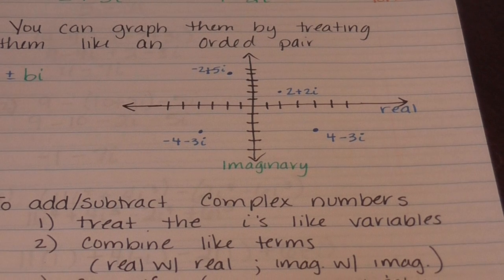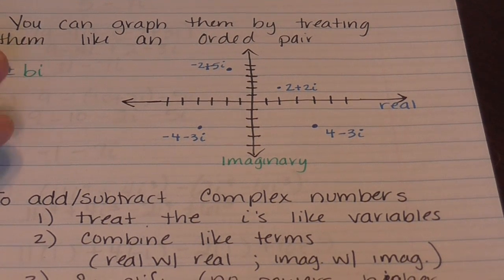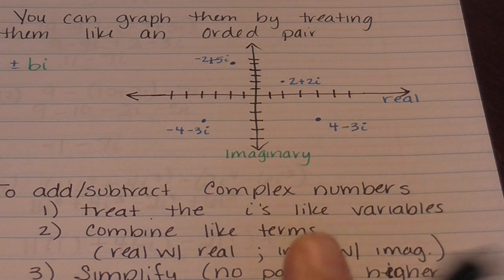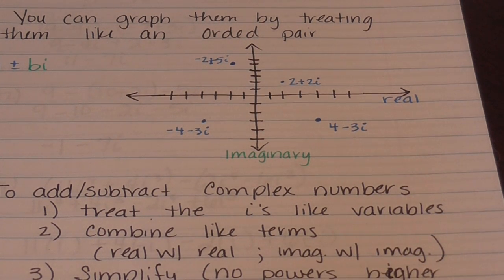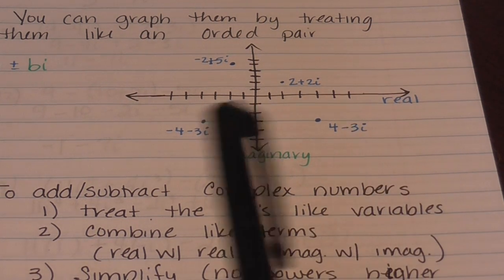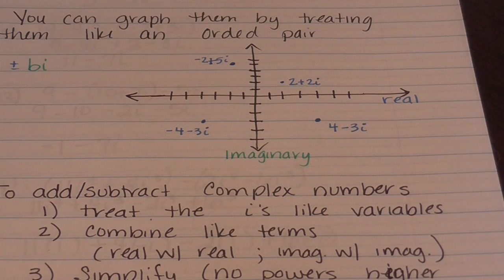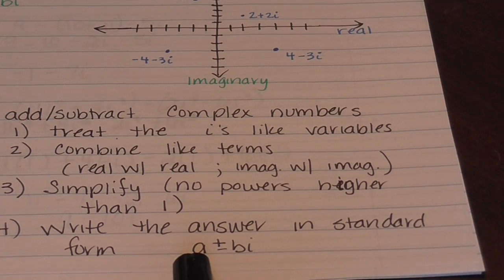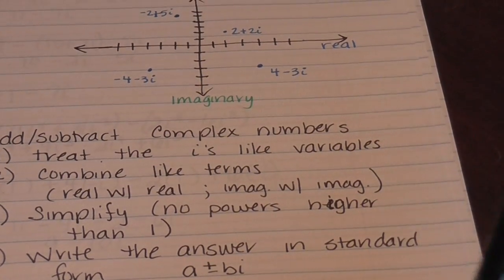Alright, to add and subtract complex numbers, you treat the i's just like they're variables. You combine like terms where you can. You always combine real with real and imaginary with imaginary. To simplify, you've got to have no powers higher than 1. So i squared, i to the 4th, i to the 13th, whatever you get, you've got to simplify that down. And then you write the answer in standard form, meaning the real part comes first, the imaginary part comes second.